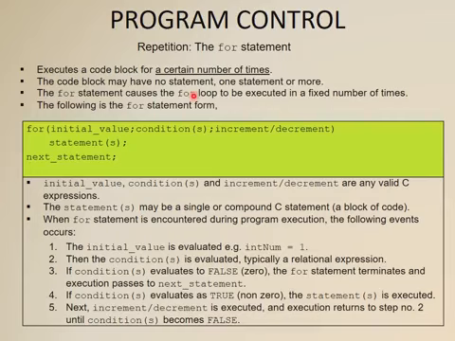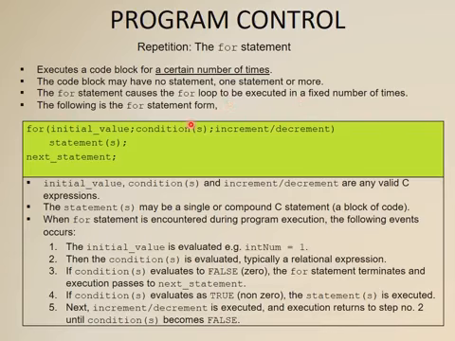Now that we have studied the selection process or the selection controls, we'll see the repetition control, that is the looping structures. The first loop is the for loop statement. It will execute the code block a certain number of times, that is, it will repeat the execution of the statements or the block of statements. The code block may have no statements, one statement, or more statements. The for statement can cause a for loop to be executed a fixed number of times.